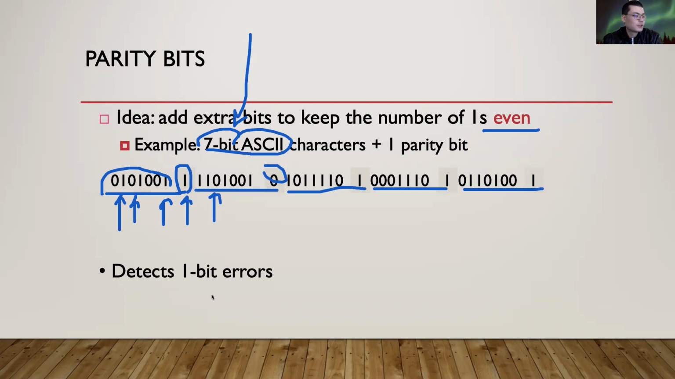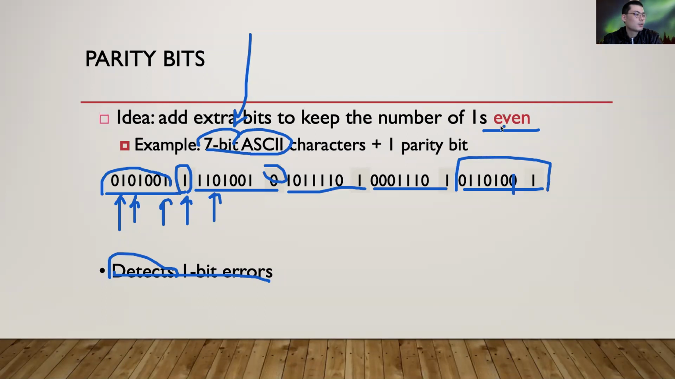So why is this useful? This can detect a one bit error. We call it detect. We are not saying we can fix it; we are not able to recover. The reason is very simple. For example, let's consider this block now. Somehow this bit is flipped to 1.